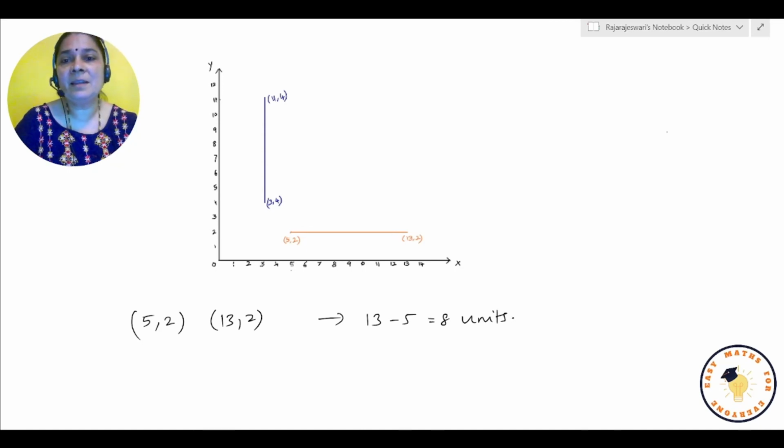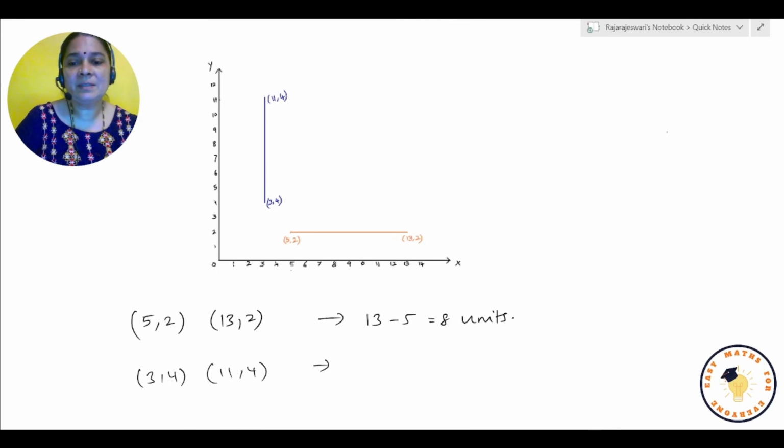And similarly, for this vertical line, which is connecting 3, 4 and 11, 4, we don't need to use the distance formula here also, because the distance between these 2 points will be just the difference between 11 and 3, which is again 8 units.